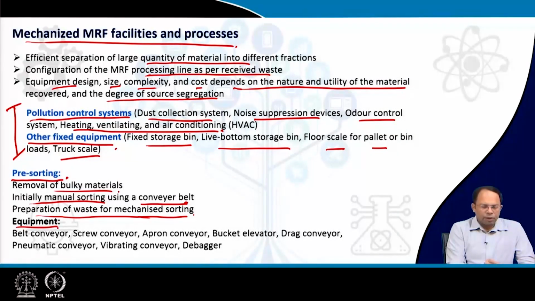Then the equipment that you use in pre-sorting are belt conveyors, screw conveyors, apron conveyors, vibrating conveyors, pneumatic conveyors, and different kinds of conveyors. Some elevators, bucket elevators for lifting the waste and all. Then debaggers, the ones which take out the waste from bags and all. So all these things are equipment that are used in the pre-sorting phase.